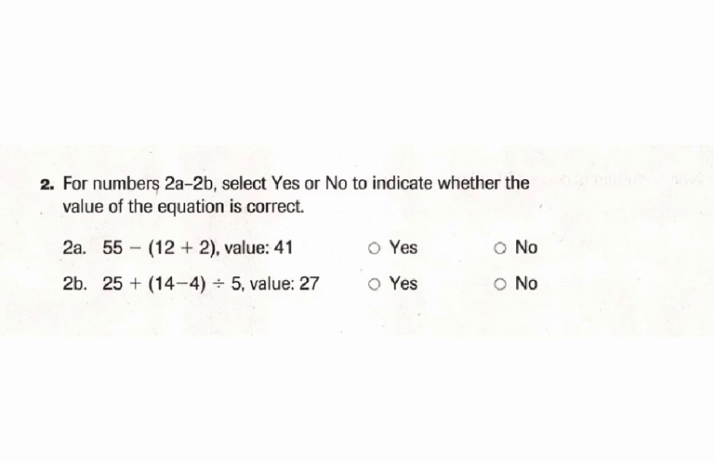For question number 2, for numbers 2a through 2b, select yes or no to indicate whether the value of the equation is correct. So for these two problems, what you need to do is do PEMDAS and make sure you're doing the correct order of operations. For example, in this one, do what's inside the parentheses first, and in this one, do what's inside the parentheses first, and then you would do the division component second to get the answer.